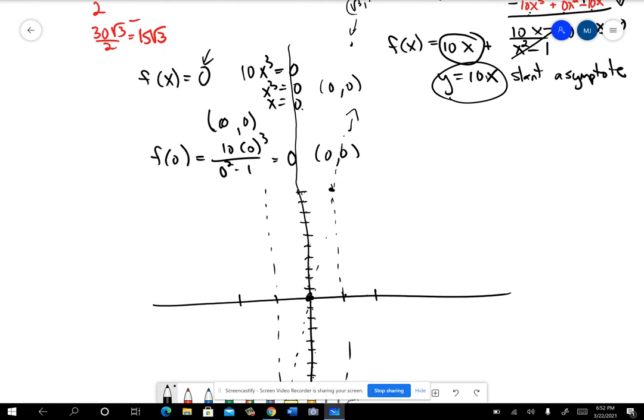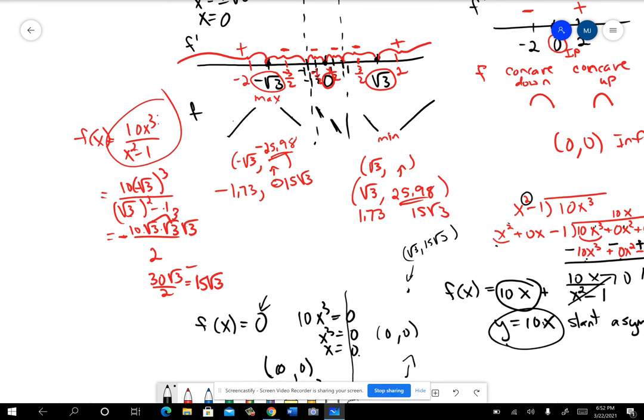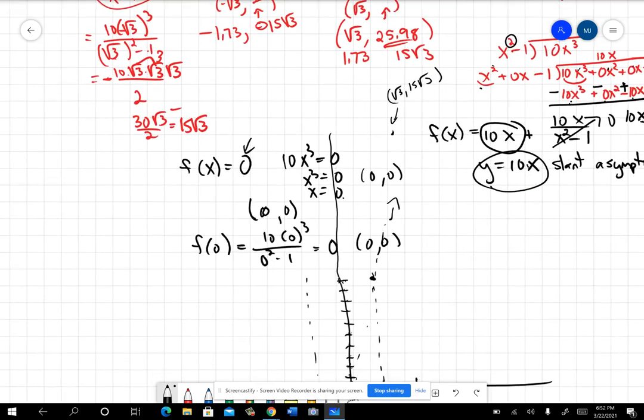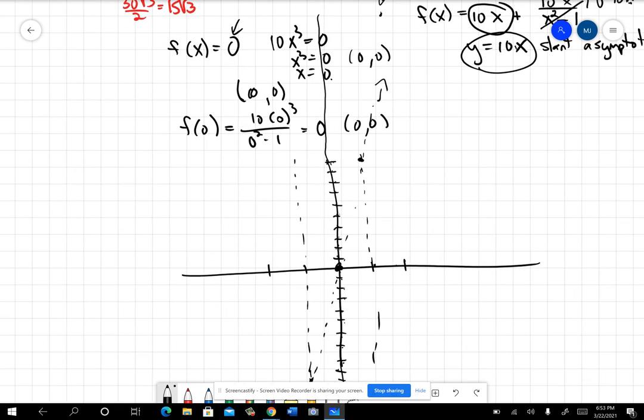All right, so now let's remember what was happening. So let's go back up here. So when we're to the left of negative square root of 3, the function is supposed to be increasing. And when we're over to the left of 0, the whole thing is supposed to be concave down. So it's increasing but concave down, okay? And then see here how it's decreasing and concave down. So that's going to be pretty much a full circle.